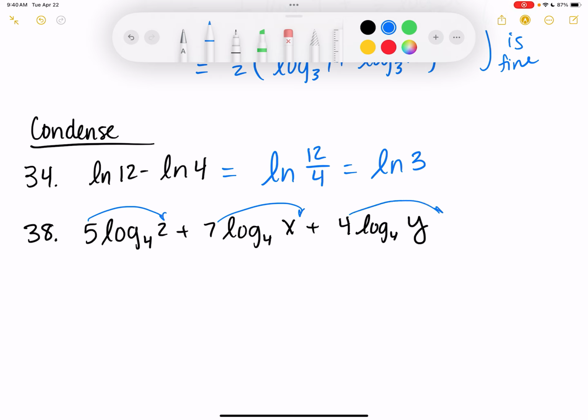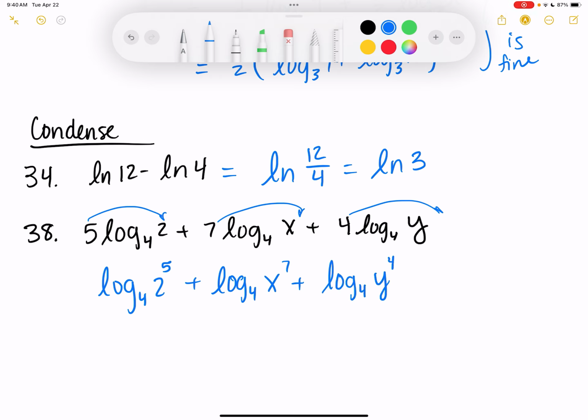So log base 4 of 2 to the 5th. If you want to go ahead and write that as 32, you can. It's up to you. Plus log base 4 of x to the 7th, plus log base 4 of y to the 4th.